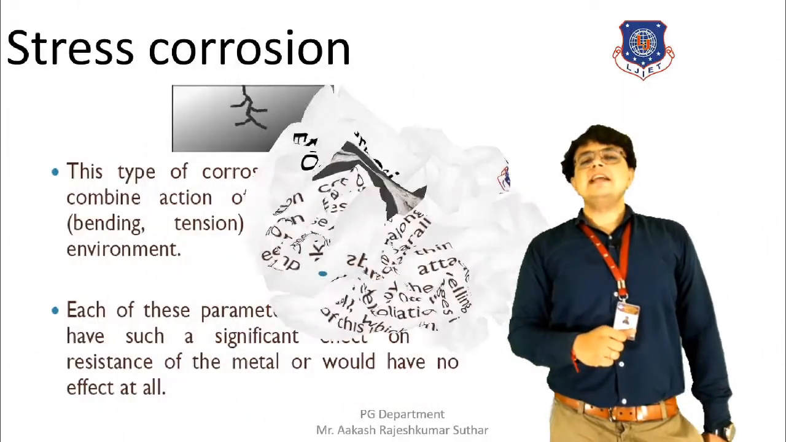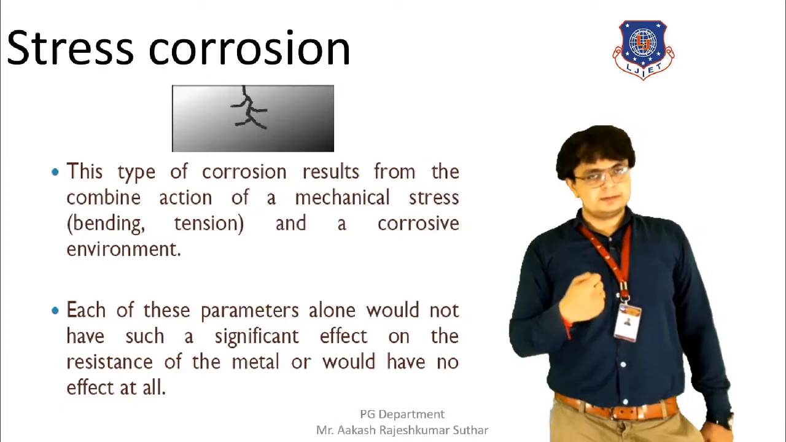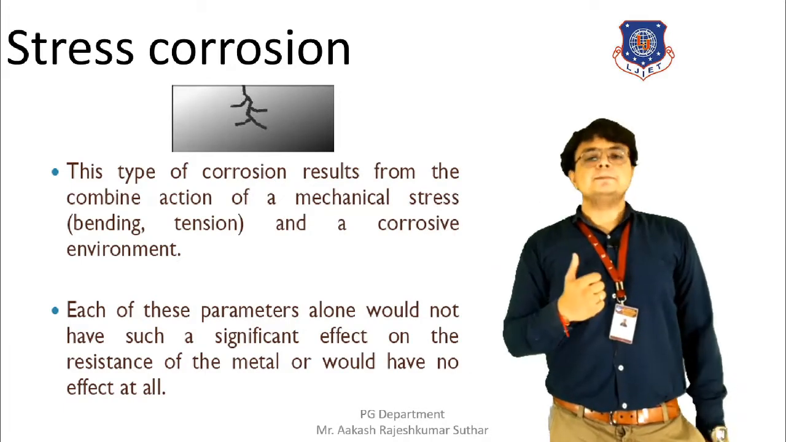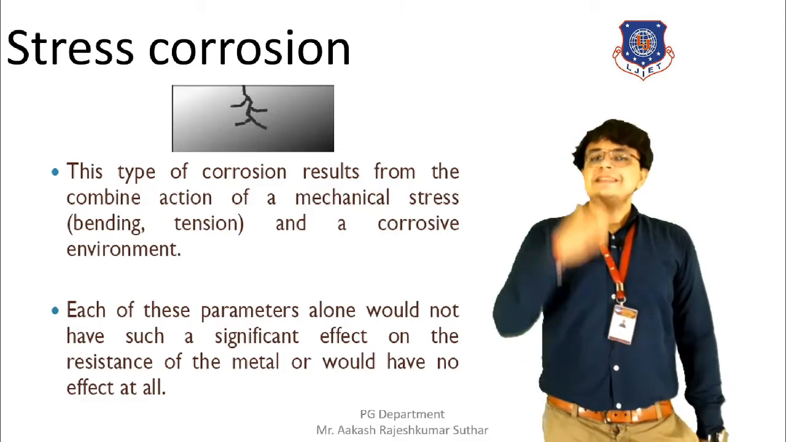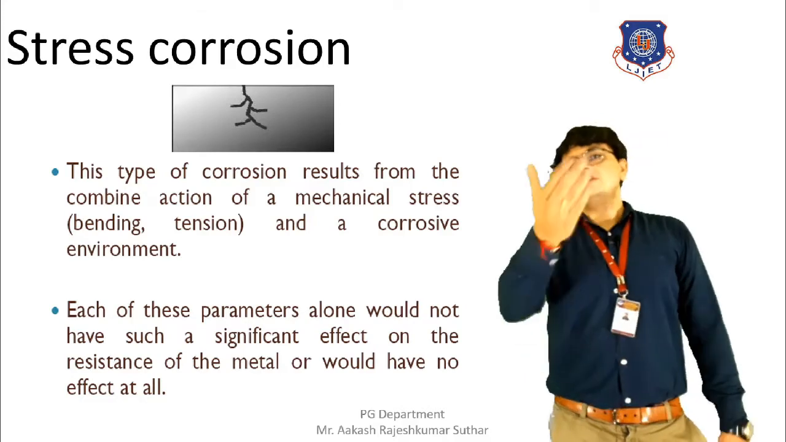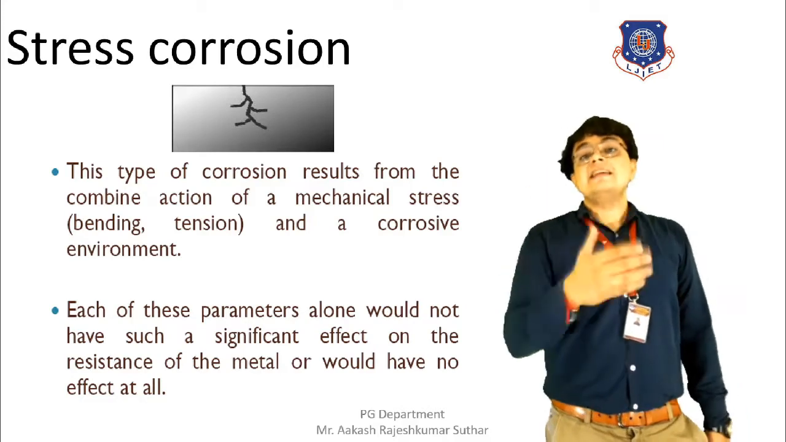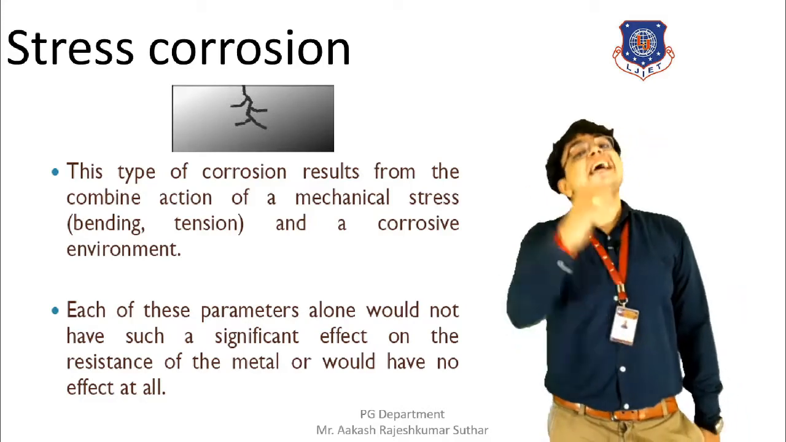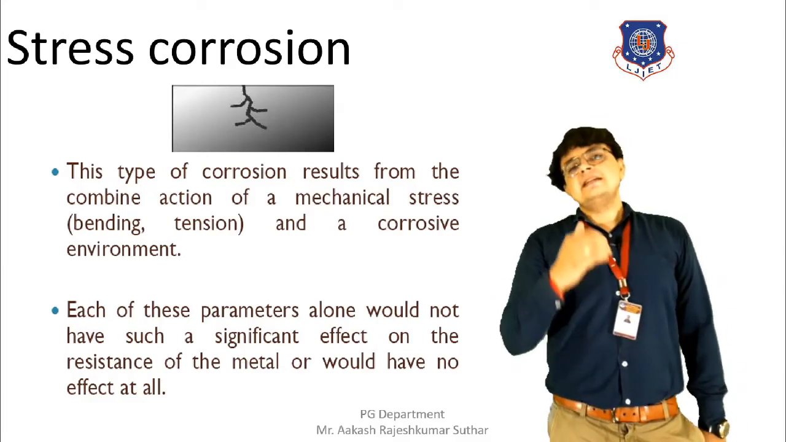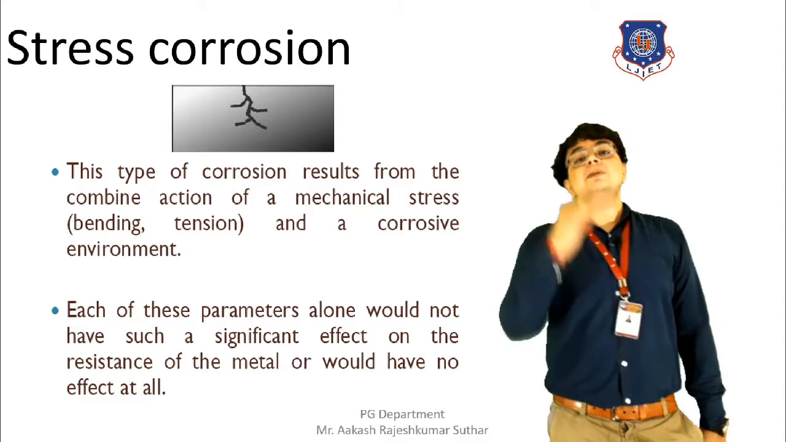Moving towards the next type of corrosion, that is the stress corrosion. The name only suggests that stress is occurring. Because of the stress found in the metals or the object, the corrosion takes place. Corrosion is mainly taking place because of the stress that is being found.